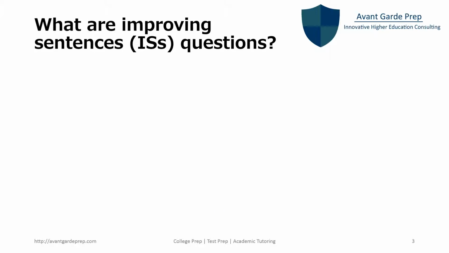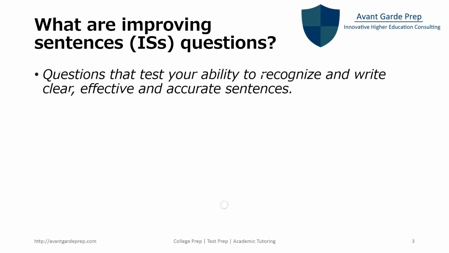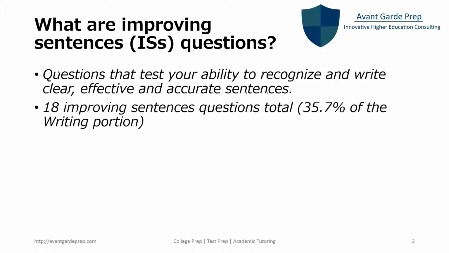So first, what are improving sentences questions? They are questions that test your ability to recognize and write clear, effective, and accurate sentences. Improving and revising written English is a pivotal part of successful writing, and you're going to need to know how to do it for the rest of your life. You're going to need to know when you're writing how to make revisions to your writing in high school, in college, and beyond. On the SAT, there are 18 improving sentences questions total between the two multiple choice writing sections, and that's 35.7% of the writing portion.